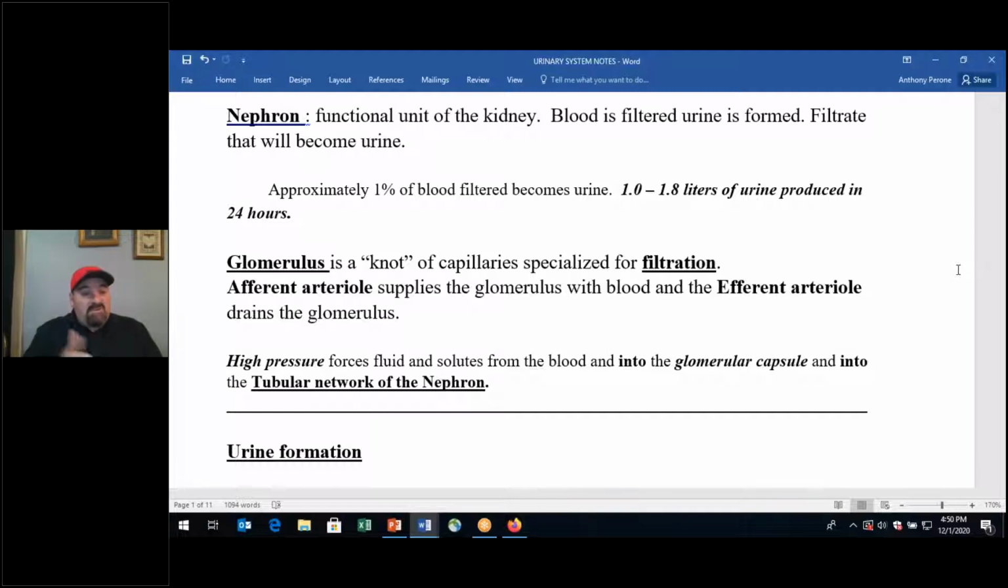So you see here the glomerulus. This is a knot of capillaries. It's covered in a glomerular capsule, right? And this unit of the glomerulus, this knot of capillaries with the glomerular capsule, is called the renal corpuscle. So you should know that term also.